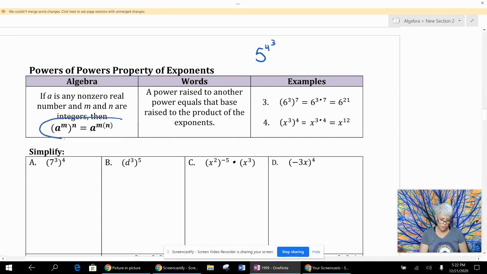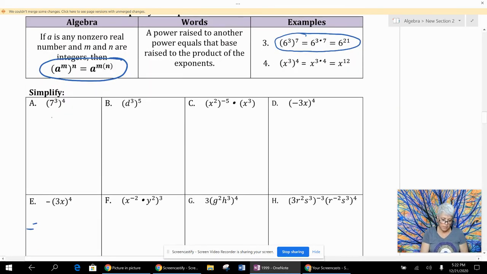With power to the power, you multiply the exponents. Here's an example you can wrap your brain around: 6 to the power of 3 to the power of 7 is the same as 6 to the power of 21. So this would be 7 to the power of 12. I don't have my calculator, I wish I did. You should work it out, but we're just going to leave it as 7 to the power of 12. The next one is a variable, so I won't be able to work it out. But it's the same as saying 3 times 5, so it's d to the power of 15.